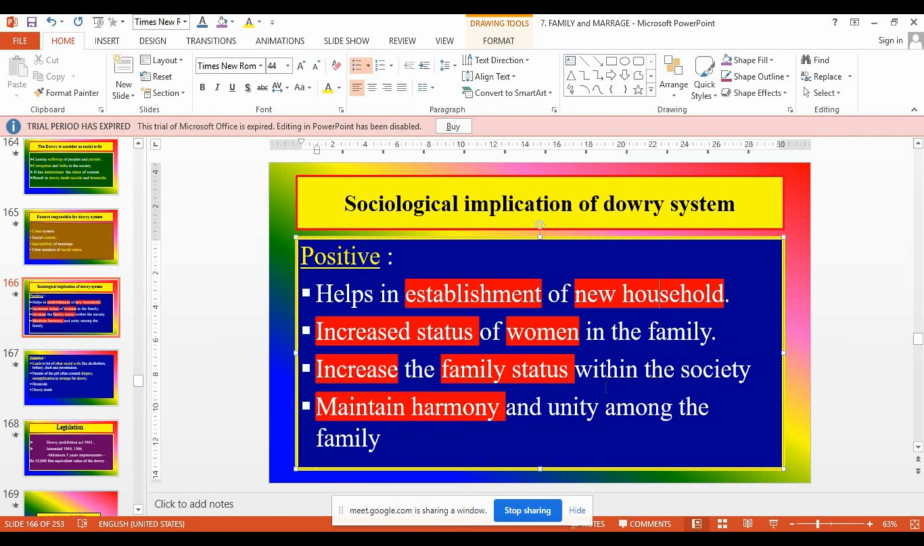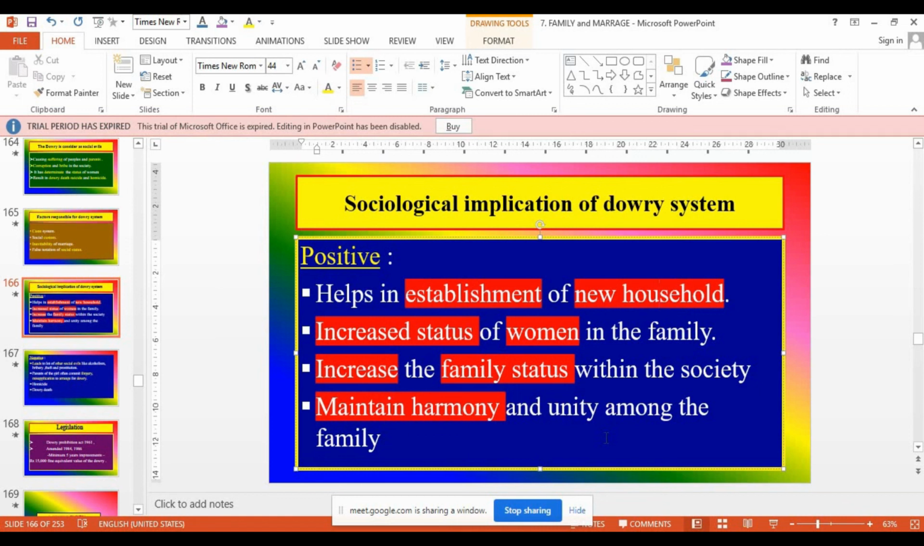Then it increases the family status. If you have more money or more property, the family status will increase in society. Then it maintains harmony and unity among the family. The reason is that the maximum of family crises are due to economic factors.